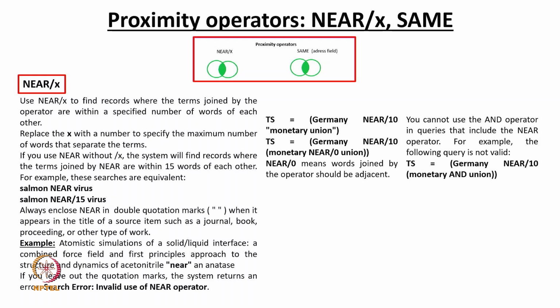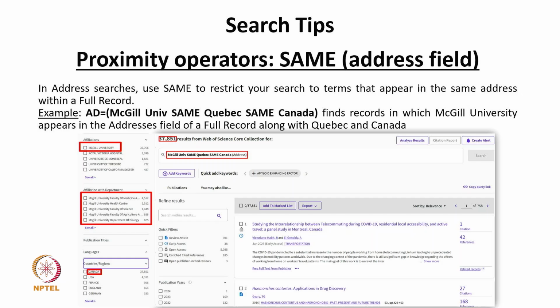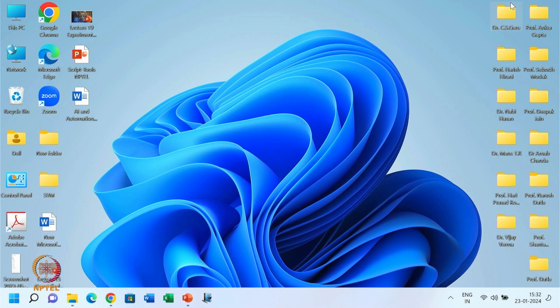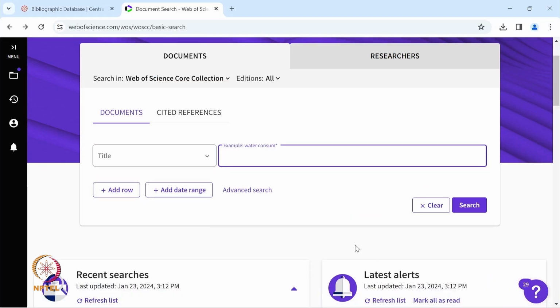Okay. If you put the number, then it will just search the sentence in which it has to come after that word. For example, salmon NEAR virus. If you are not putting any number, then it will search salmon NEAR slash 15 virus, meaning virus will come within 15 words. Okay. And you can put NEAR in double quotes also for searching a title from a source such as journal, book, proceeding, etc. So now we move to an example, like COVID NEAR slash 2 virus.